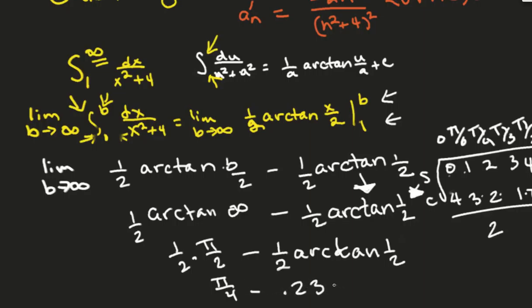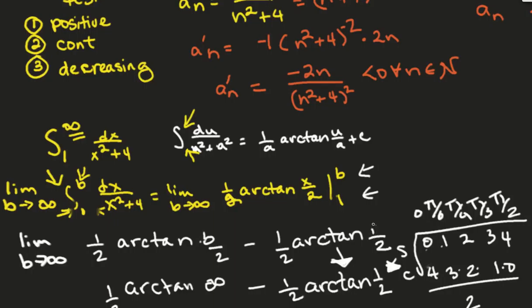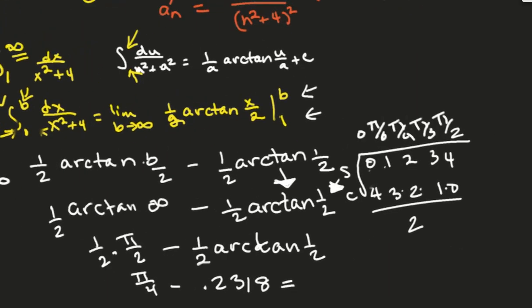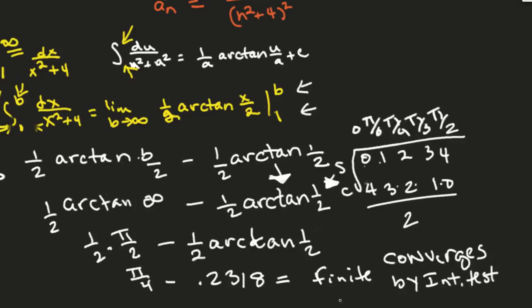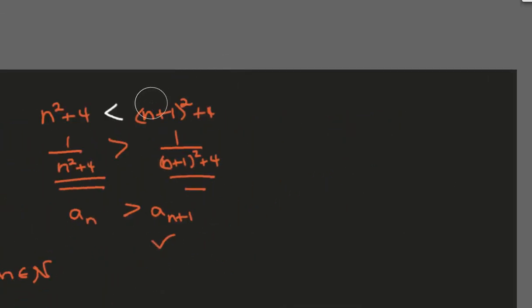Either way, the point is that we're going to get some finite number. Hopefully on the test they'll give you... I made this problem up. I could have started this series at 2, and if I would have done that, then this would have been arctangent of 1, and that would have given you pi over 4 over here. So either way, as long as you get a finite number, you're right. Converges. Don't forget to write what test, okay? Integral test. Any questions? Nope. All right, let's try another one.